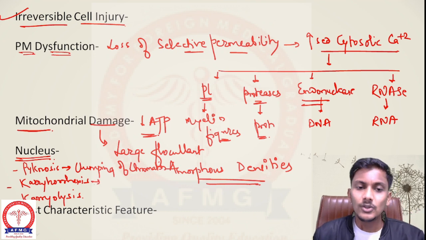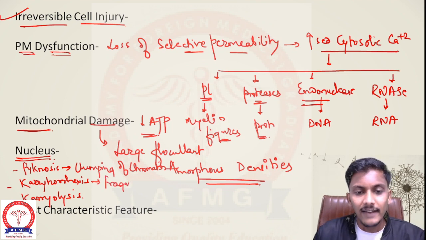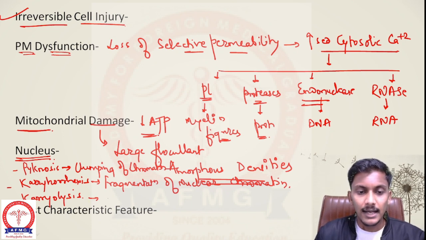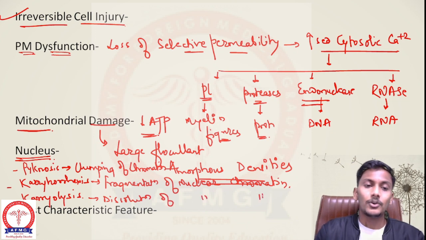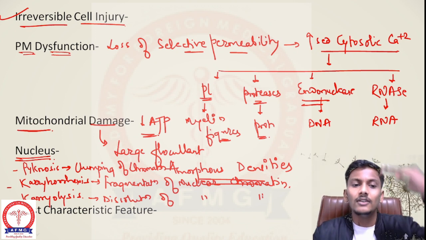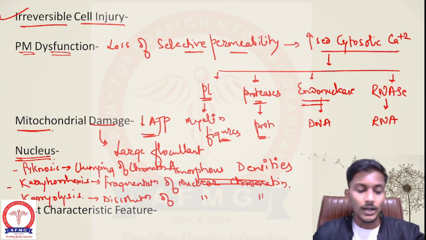Then karyo means nucleus, rhexis means fragmentation. So what happens in karyorrhexis? It is fragmentation of your nuclear chromatin. And lastly, karyolysis: karyo means nucleus, lysis means dissolution. So lastly there would be dissolution of all this nuclear chromatin. So please remember the three features seen in irreversible cell injury sequentially. First is pycnosis, clumping of chromatin. Second is karyorrhexis, fragmentation of nuclear chromatin. And last is karyolysis, dissolution of nuclear chromatin.